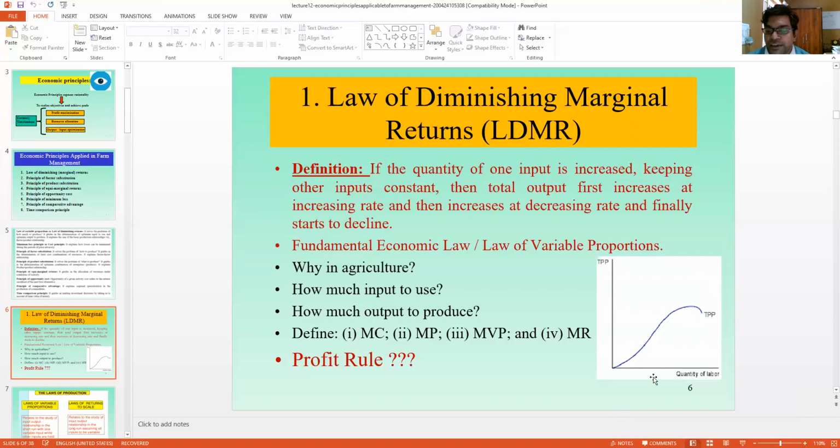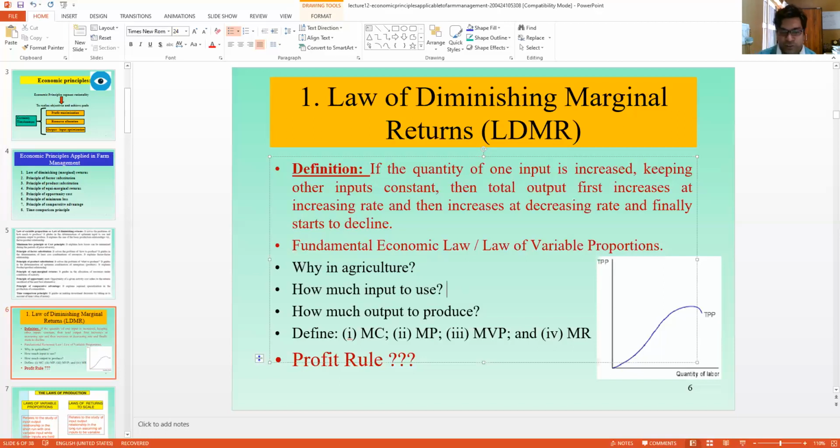Now the farmer has to decide how much input he has to use, or rather how much output he has to produce. So what is the optimal level of input and what is the optimal level of output, right? So you see, this is the fundamental economic law, or it is also called as law of variable proportions or law of life. So this is very important in agriculture because agriculture is governed by natural factors. This is the basic law in agriculture. So it tells us how much input to use.